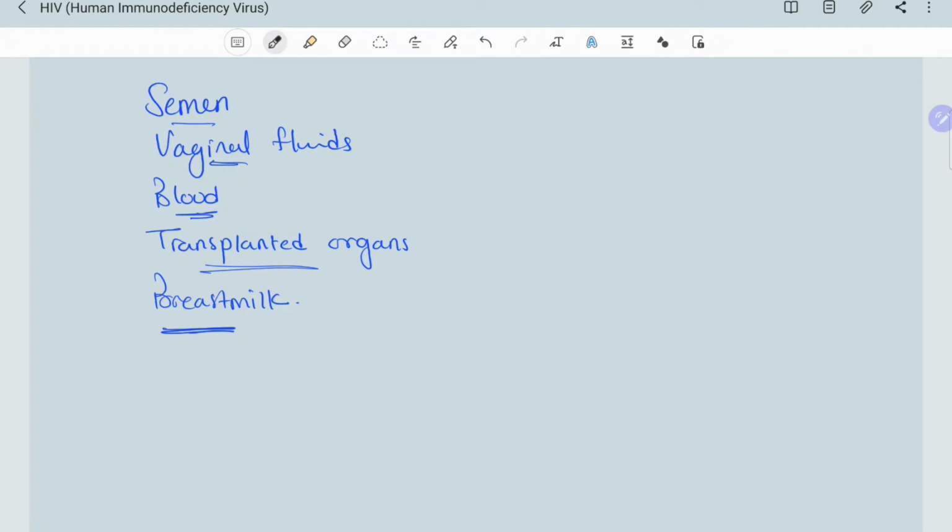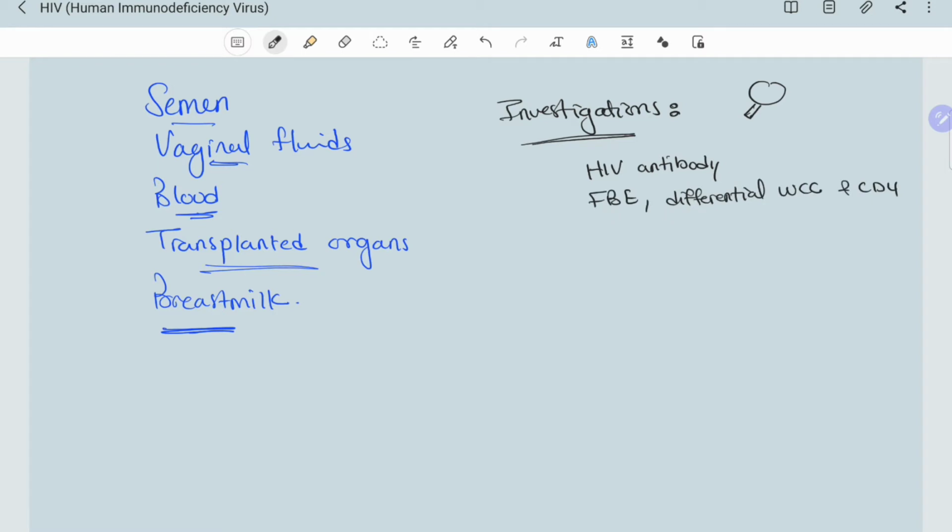As for the investigations, when we suspect HIV, the first tests we order are HIV antibodies. We also need to order full blood examination, differential white cell count, and CD4, which are all very important. Viral load test, which is an indicator of HIV level in serum. G6PD should also be ordered, because the drugs can be oxidative, so as not to exacerbate an existing G6PD deficiency.